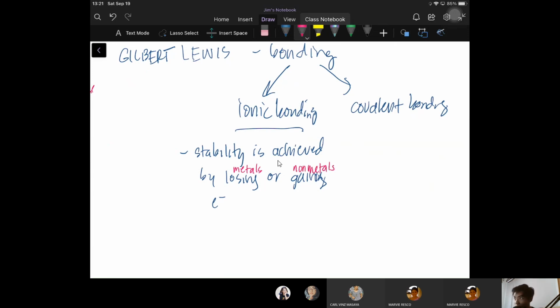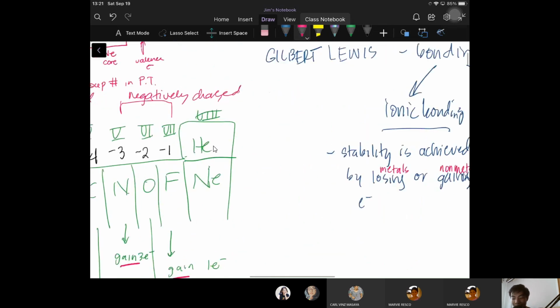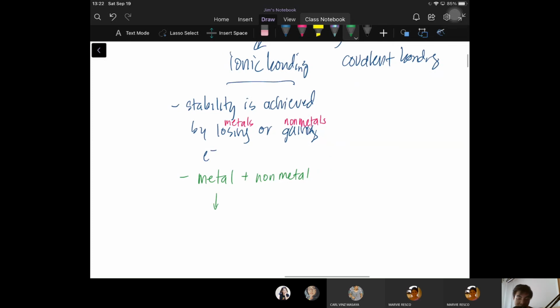Non-metals, no? So yun yung idea ni Gilbert Lewis sa ionic bonding, no? So stability is achieved when metals lose electrons and non-metals gain electrons. By how much? Depending on the group number. So you just look sa periodic table. No? Malalaman mo kung ilang electrons yung kaya nila ipamigay or tanggapin. No? Okay. So yun yung idea ng ionic bonding. Okay, so again, reiterate ko lang. Pag ionic bonding, you have metal plus non-metal na. So yung metal, ano mangyayari sa kanya?